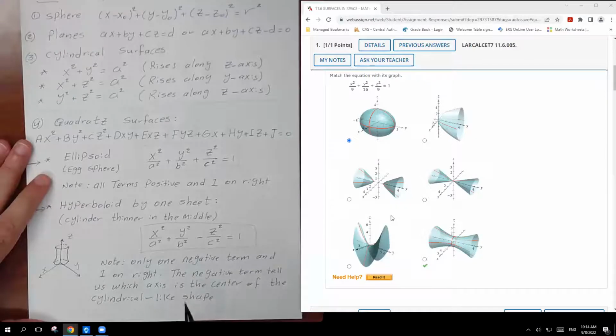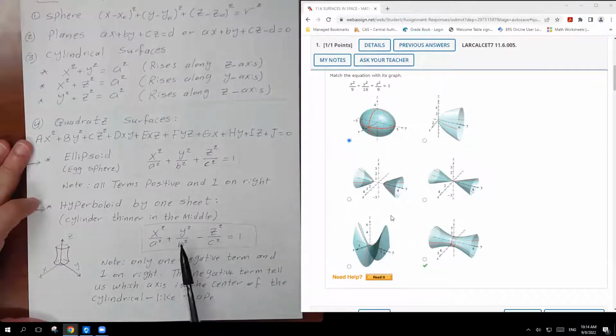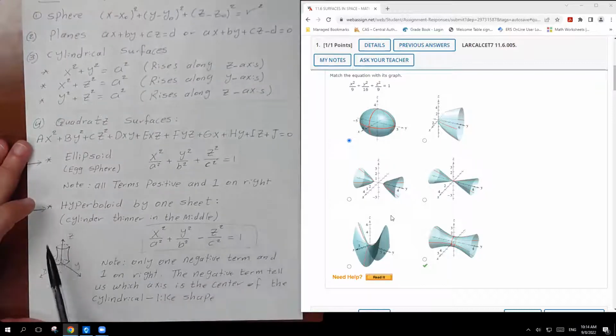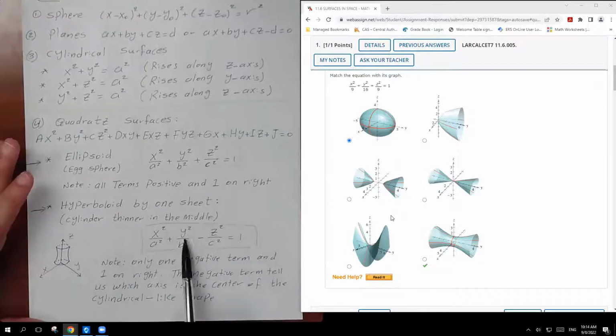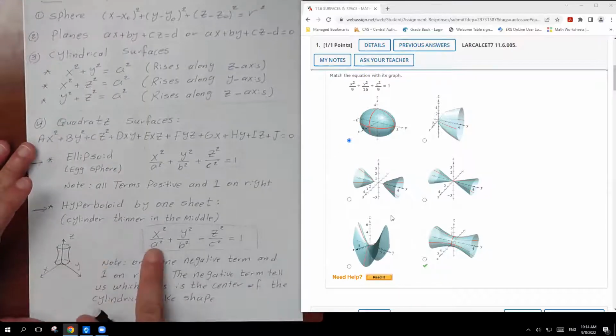So you see the second one, all the terms, 2 terms are positive, just 1 is negative. And the negative term is going to tell you which axis is going to be the center of the cylinder. It's going to be on Z or X or Y. It depends about this one. It's going to be on Z. If here is the negative, it's going to be on the Y. That means the cylinder is going to be on the Y. If X, it's going to be the cylinder on the X coordinate.